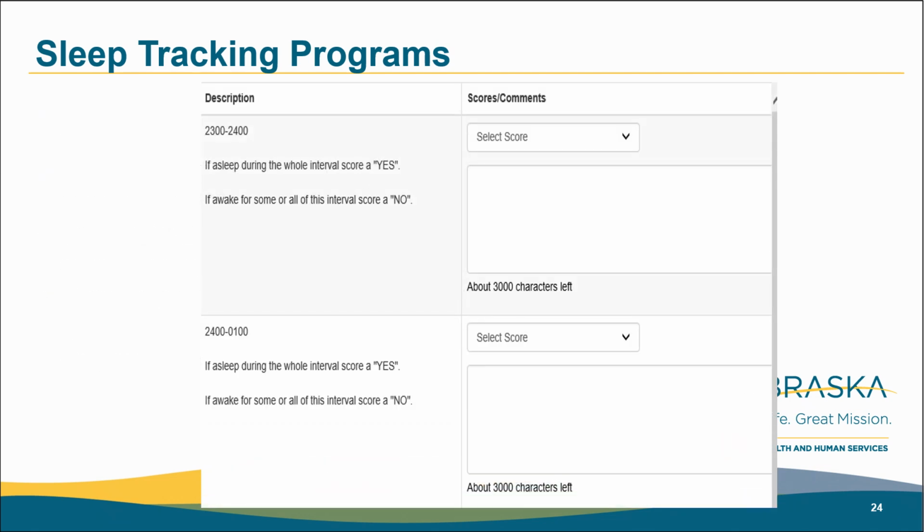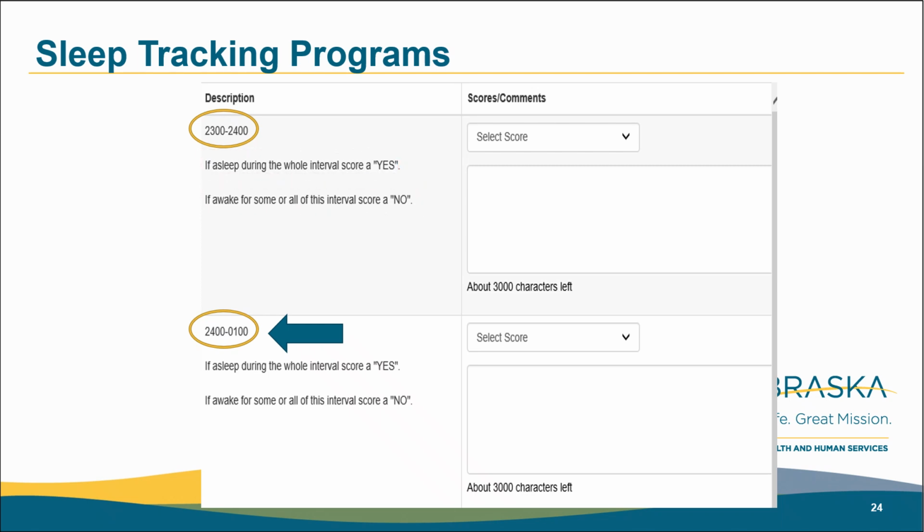We'll first look at the hourly interval version. First off, you'll notice, as discussed earlier, that the program starts with the 2300 interval. Each interval for which you'll be documenting is labeled separately. If the individual was asleep for the entire interval, in this case 2300 to 2400 and 2400 to 0100, that would be scored as yes. If the individual was awake for some or all of the interval, it would be scored as no.